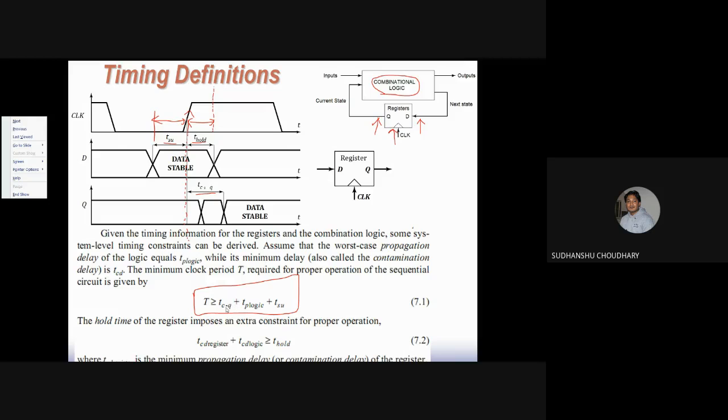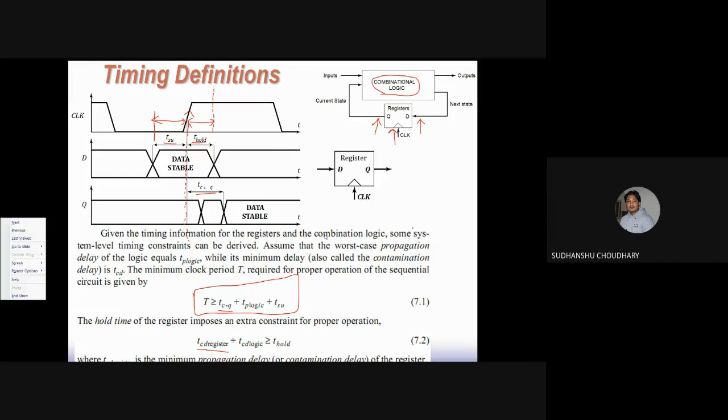Now this T clock to Q, that is the delay of the register, is also the worst case propagation delay through the register. Then apart from this worst case of propagation delay, which is called clock to Q delay, we also have another delay for this register which is called contamination delay of the register. So contamination delay is the minimum delay of the register, right? And T clock to Q delay is the worst case delay of this register.